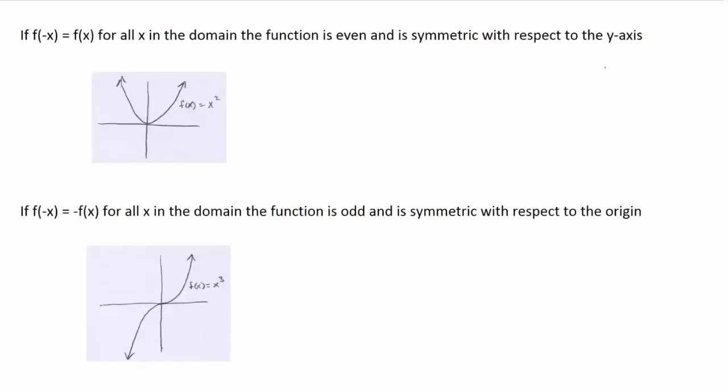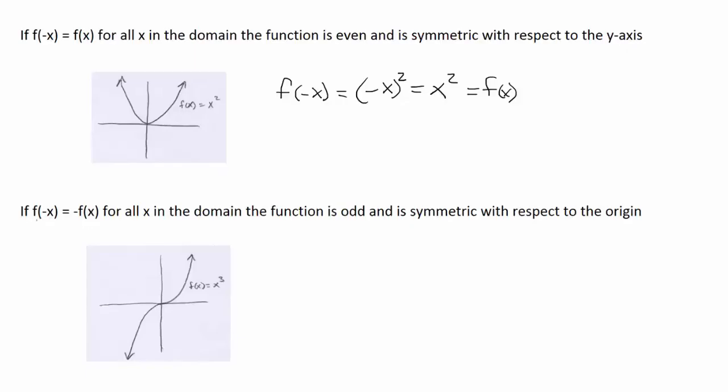So if f of negative x is equal to f of x for all x in the domain, the function is even and is symmetric with respect to the y-axis. One of the more common even functions is f of x equals x squared. The way we would prove this without having the graph, we can see it's symmetric with the y-axis when we have the graph, but we would plug negative x in for f of x. So here f of negative x is equal to negative x squared, which is equal to x squared, and x squared is equal to f of x. So since f of negative x was equal to f of x, we could say that this is an even function.